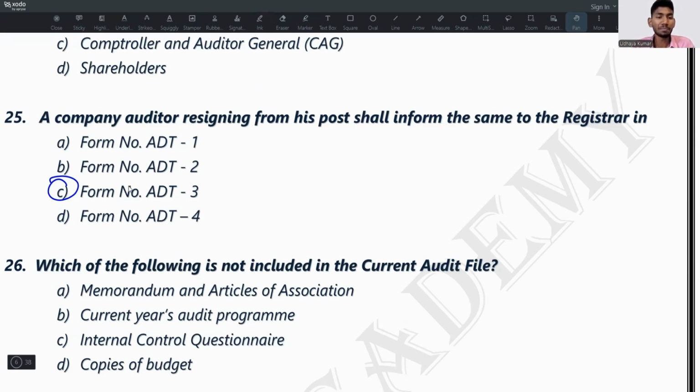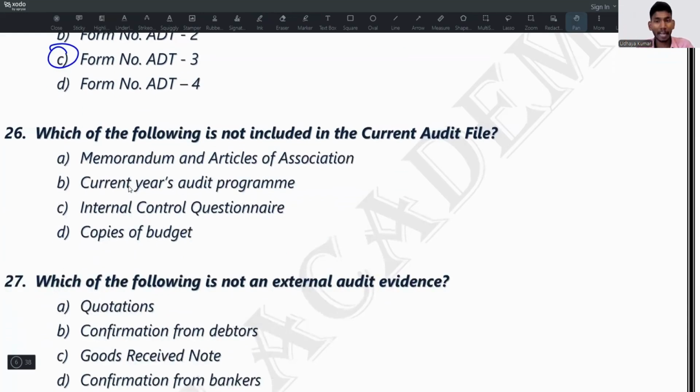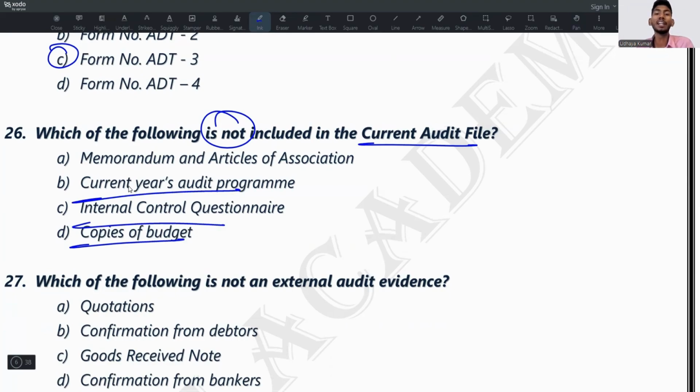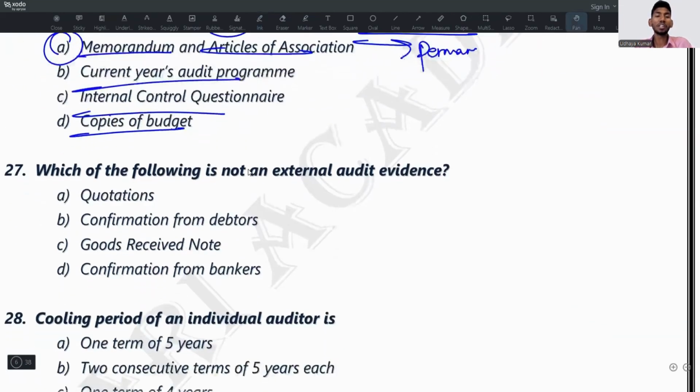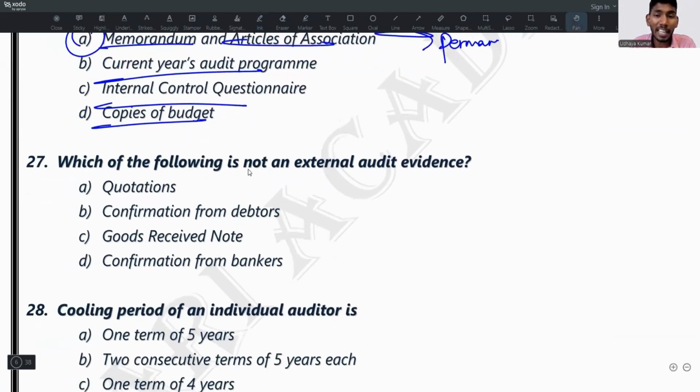Moving to the next question: which of the following is not included in the current audit file? Here you have to recollect all the information we have discussed regarding the current audit file. Copies of budget will be included, internal control questionnaire will be included, current year's audit program is definitely included in the current audit file, whereas memorandum and articles of association will be included in the permanent audit file, right? So it does not come under the current audit file. The right answer is memorandum and articles of association. Clear?